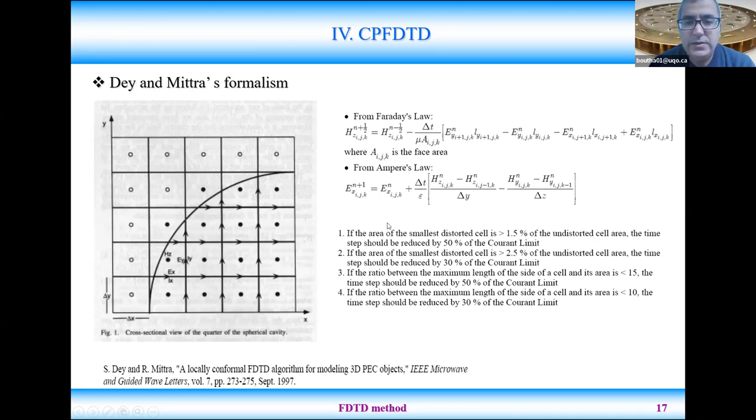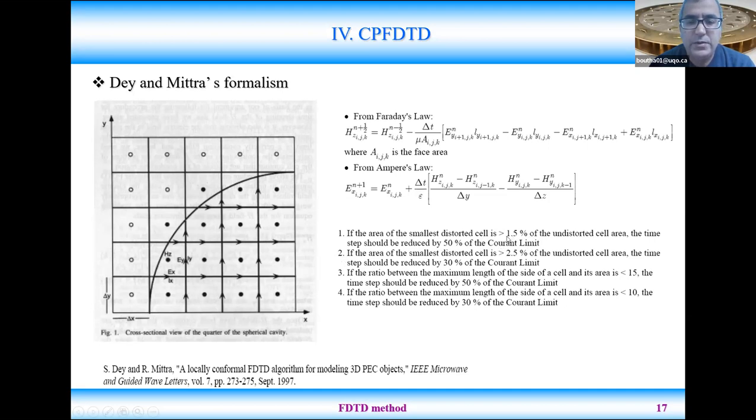And they found that, depending on the area, they need to make some changes. This is some empirical analysis. If the area of the smallest distorted cell is more than 1.5% of the undistorted cell area, the time step should be reduced by 50% compared to the current limit. The current limit that we saw last time.